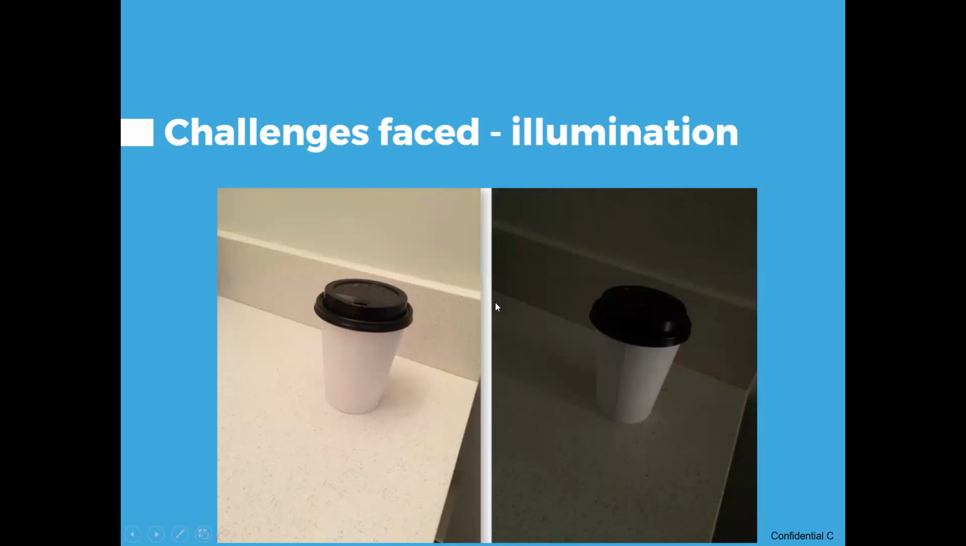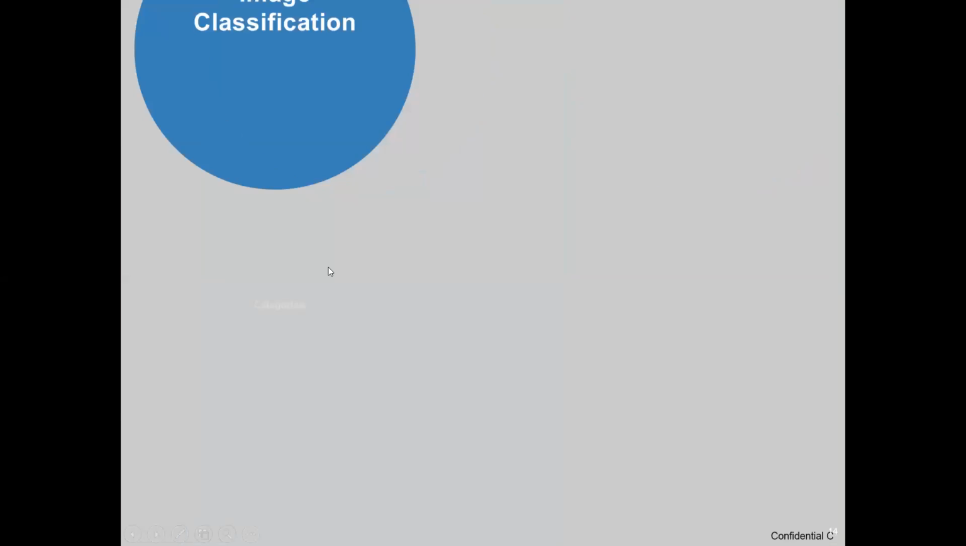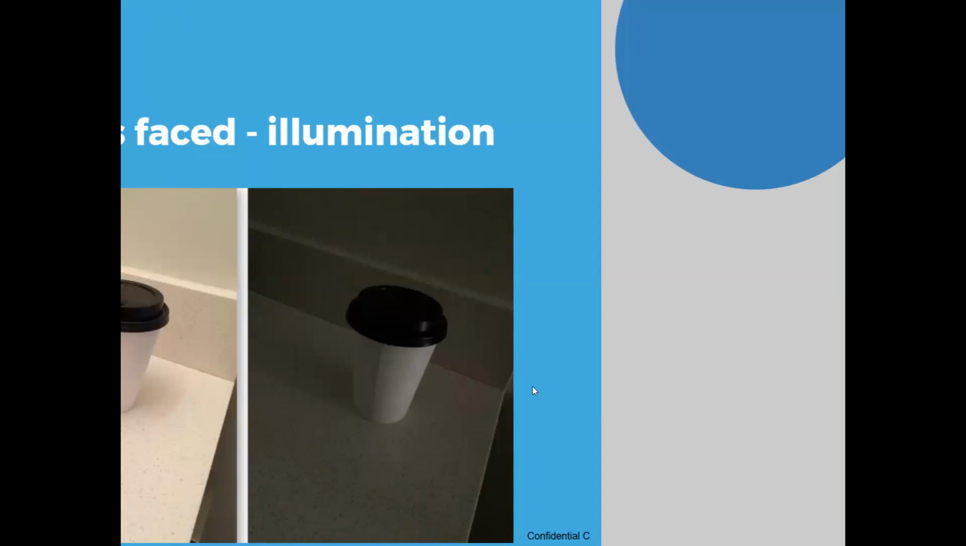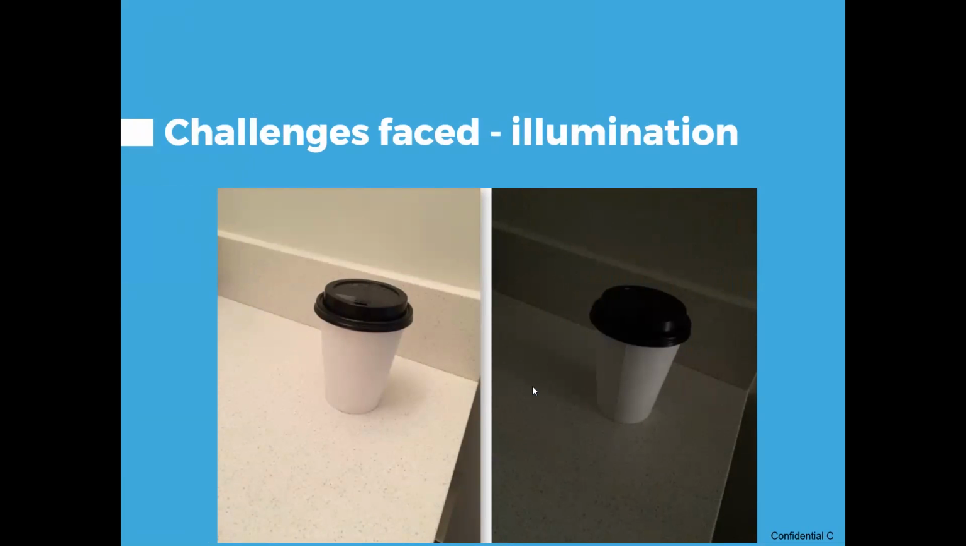Coming back to the next challenge. These are common challenges in computer vision applications. When you take pictures, you look at the shadow and the lighting, whether we have proper lighting conditions. You can see the image on the left hand side was taken in proper lighting conditions, and the image on the right hand side in dark lighting conditions. Though it is the same object, it is taken in different lighting conditions.